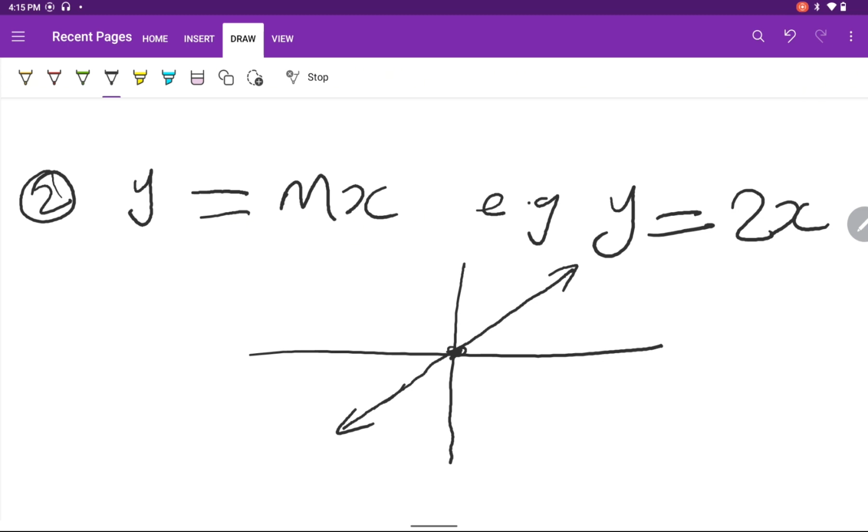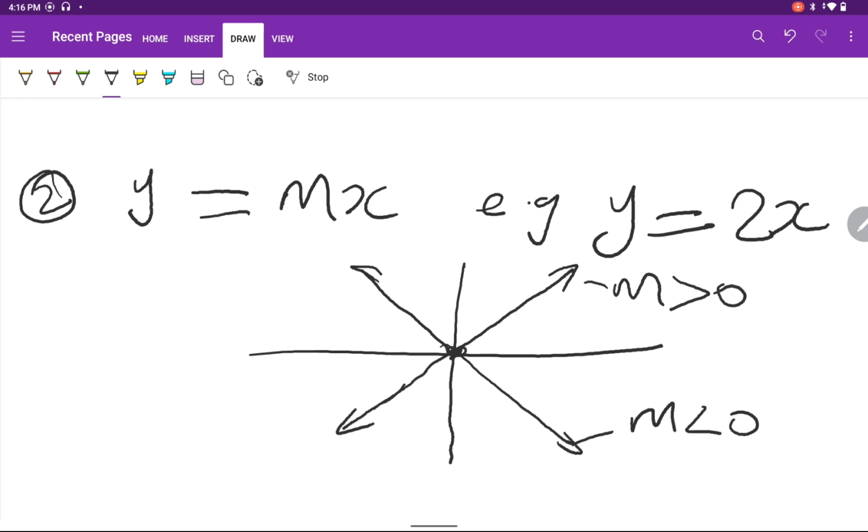But if m is negative, the graph will still pass through the origin, but it will be like that. This is where m is less than 0, and this is where m is more than 0. So this one m is positive, this one m is negative. But the important thing is it does not have a c. If it does not have a c, then it will go through the origin. These are little things that we must learn to look at, even before we sketch the graph or do anything to the graph.